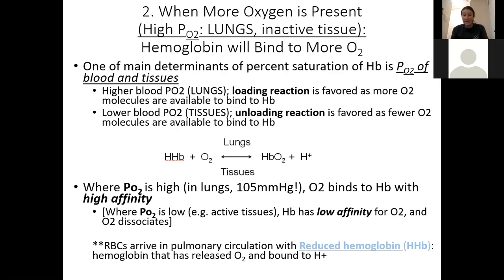When that same blood gets to an area of the body with low oxygen, so lower blood oxygen levels, such as in the tissues, particularly really hungry, really active tissues, the affinity of hemoglobin for oxygen is going to go way down. And so this is going to allow one oxygen molecule to unbind from hemoglobin. And of course, as we know, then the other 3 oxygens are going to unbind from hemoglobin. And so this is called an unloading reaction.